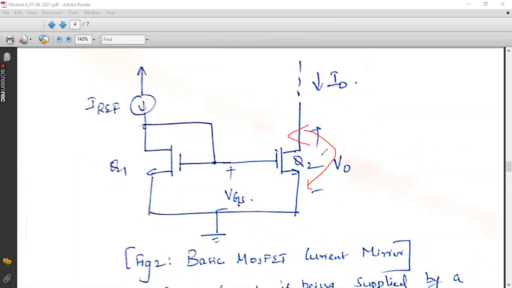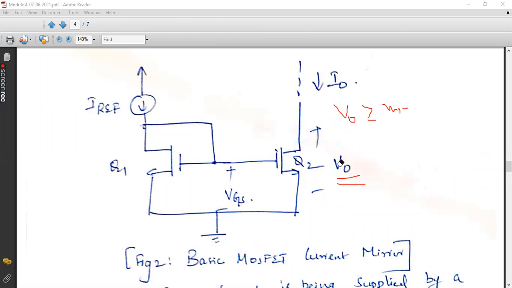What is VDS here, students? Is it equal to V naught? Across drain and source, we have V0, right? So we can write the equation of Q2. That is the condition for Q2 to be in saturation: V naught greater than or equal to VGS minus VT. Clear?